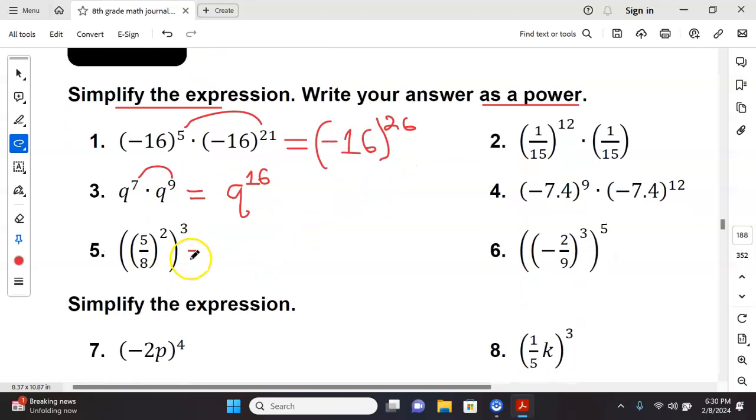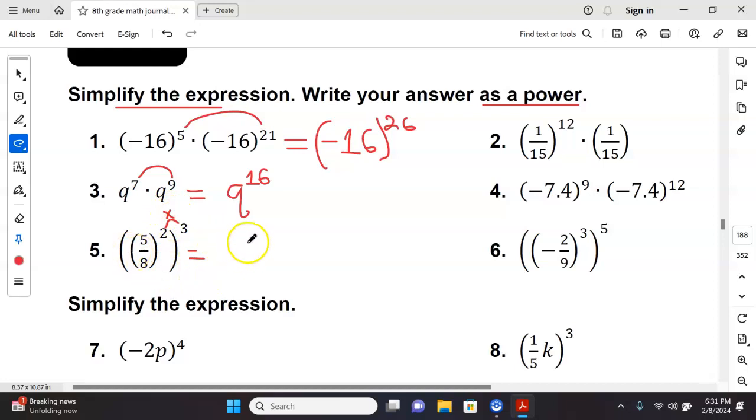Number 5, you have 5 over 8 raised to the 2nd power and then raised to the 3rd power. So this right here is rule number 2, a power raised to a power. A power raised to a power, you multiply. So instead of writing 5 over 8 to the 2nd power 3 times, we can apply the power rule to a power. A power raised to a power, you multiply.